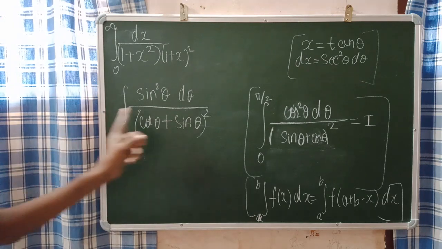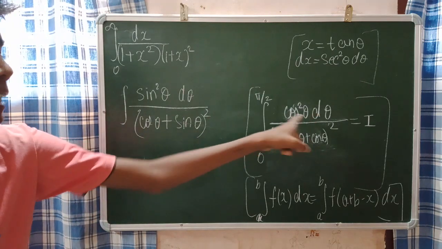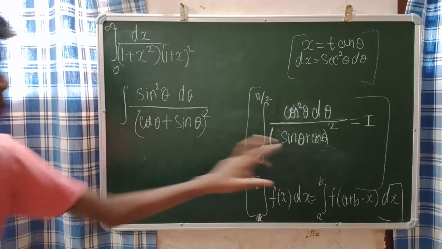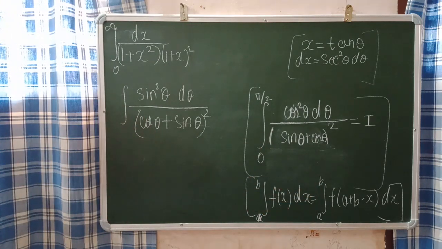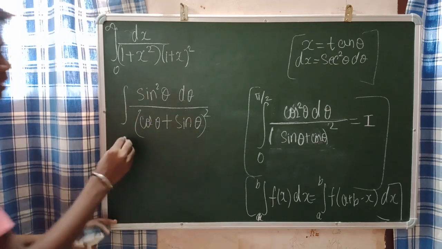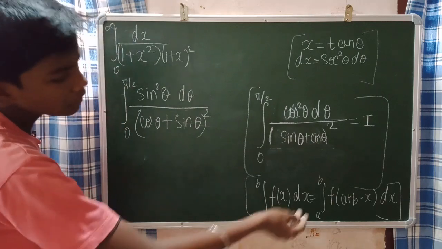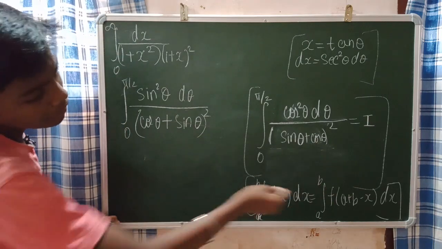So cos square of pi by 2 minus theta is sin square theta. Sin of pi by 2 minus theta is cos theta. Cos of pi by 2 minus theta is sin theta. Simple concept. And that's why I wrote like this. And the limits are from 0 to pi by 2. Why? Because in the King's rule the limits are the same, right? Here also a to b, here also a to b.